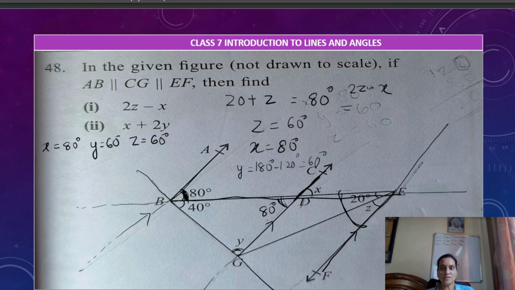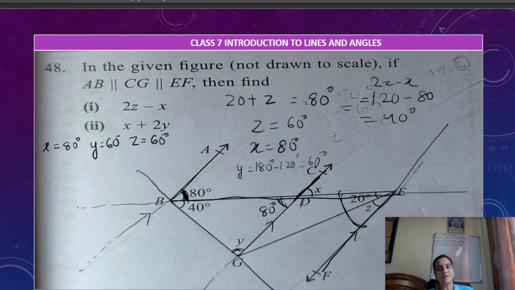So now 2z minus x, if I try to find out, that will be 2 into 60, which is 120. 120 minus x, x is how much? 80. So 2z minus x is 40 degrees.